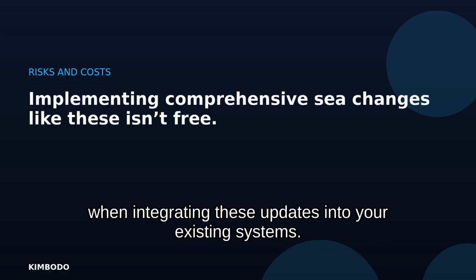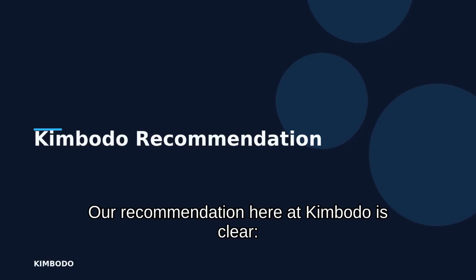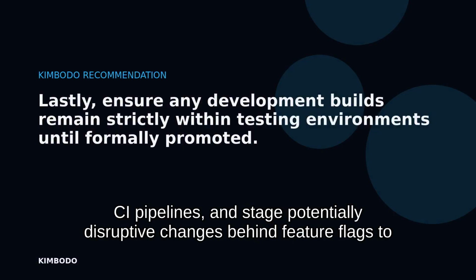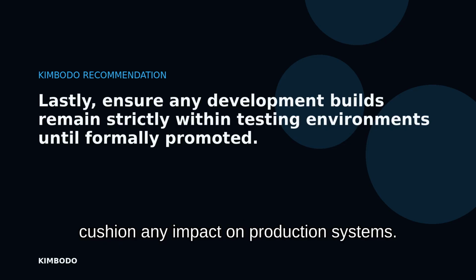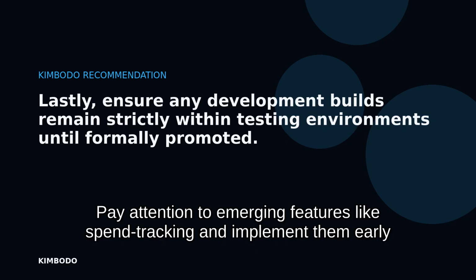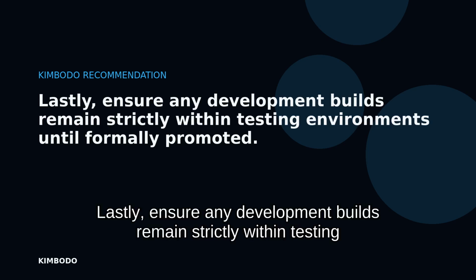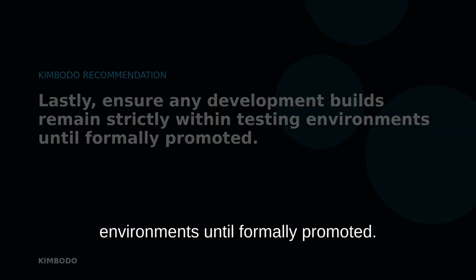Our recommendation here at Kimbodo is clear. Automate the verification of image signatures with pinned public keys in your CI pipelines, and stage potentially disruptive changes behind feature flags to cushion any impact on production systems. Pay attention to emerging features like spend tracking and implement them early into your observability tools to extract quick value that aligns with broader financial goals. Lastly, ensure any development builds remain strictly within testing environments until formally promoted.